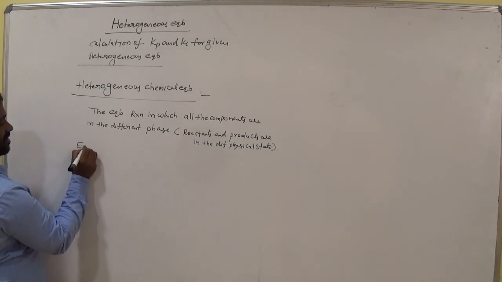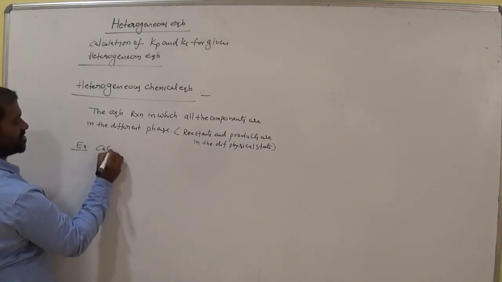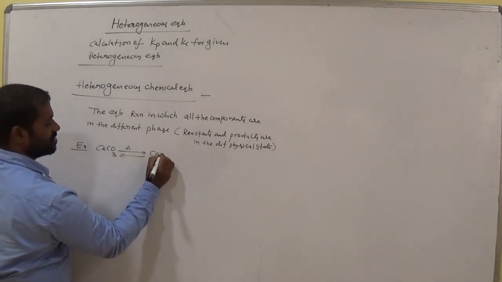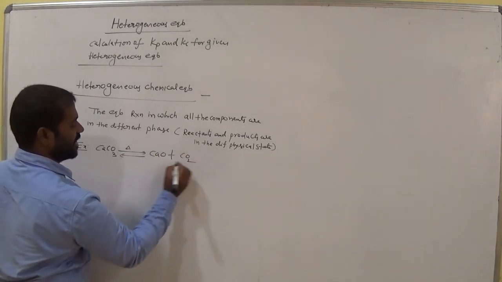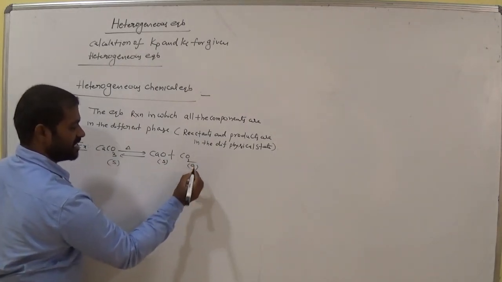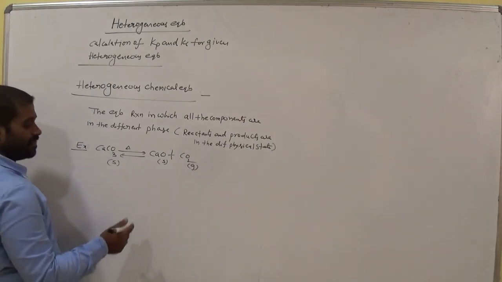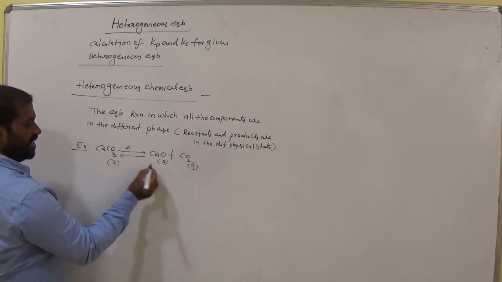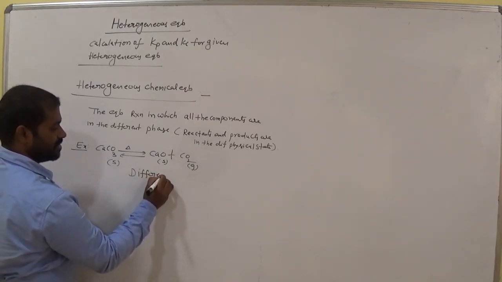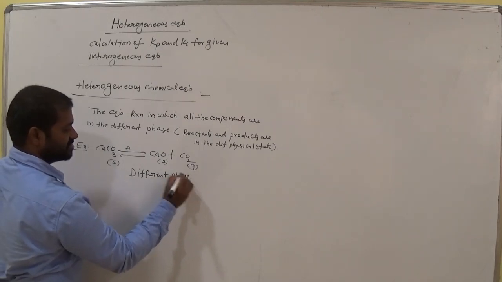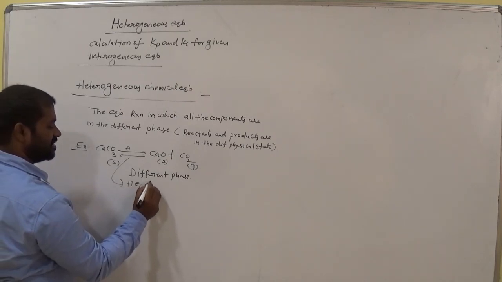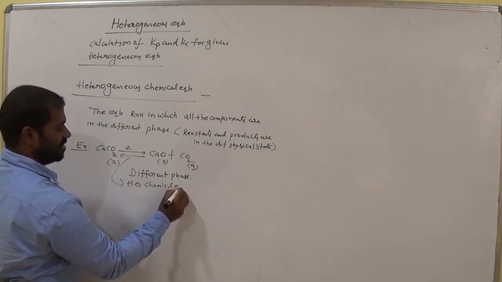For example, decomposition of calcium carbonate gives rise to calcium oxide and carbon dioxide. This is solid and this one is solid and this one is gas. Okay, is it clear? Now solid and gas, different phases. So it is an example for heterogeneous chemical equilibrium. Am I right?